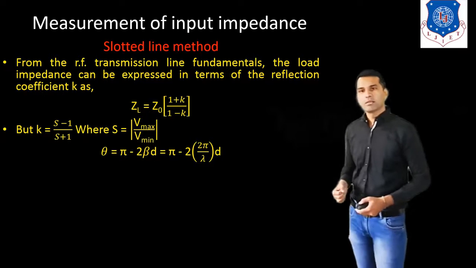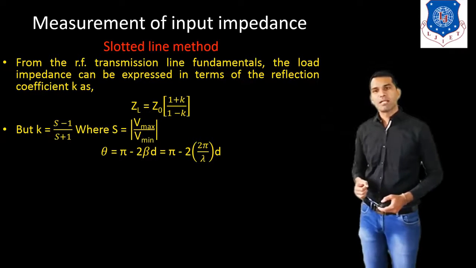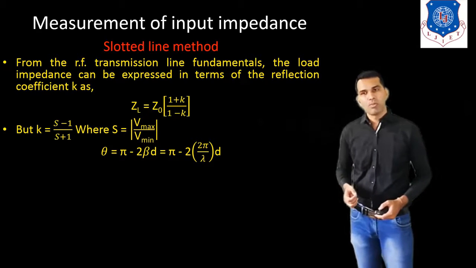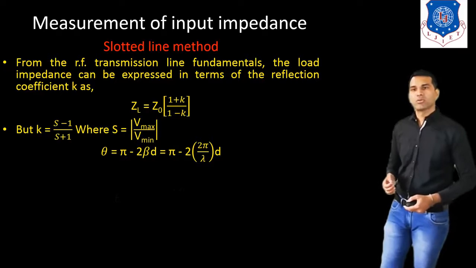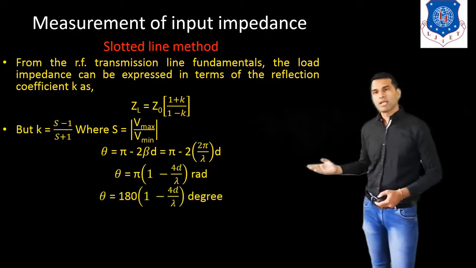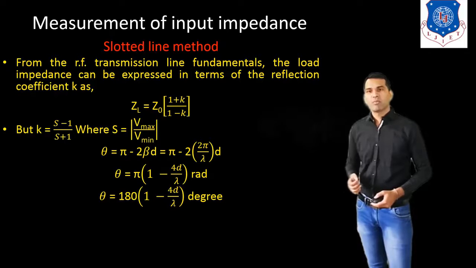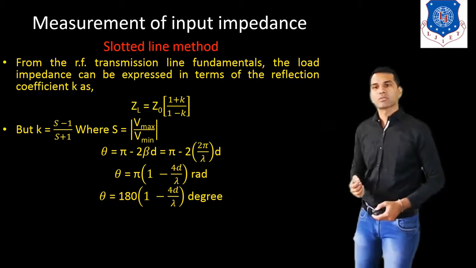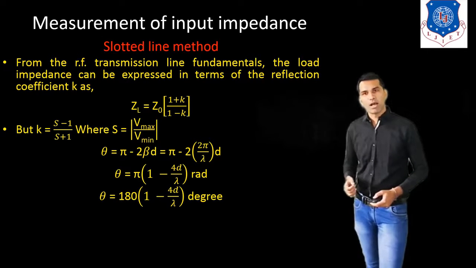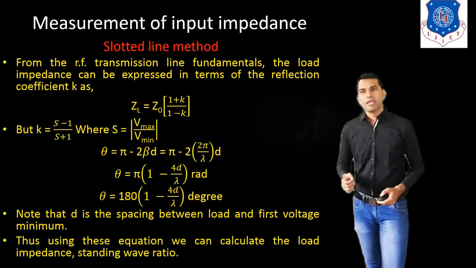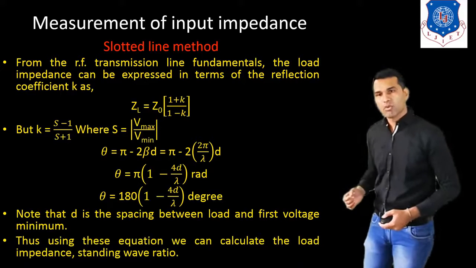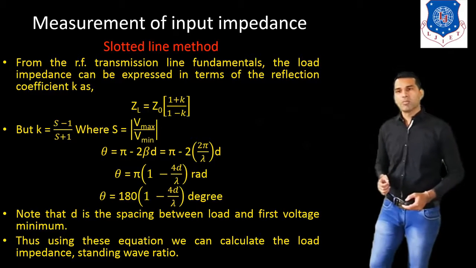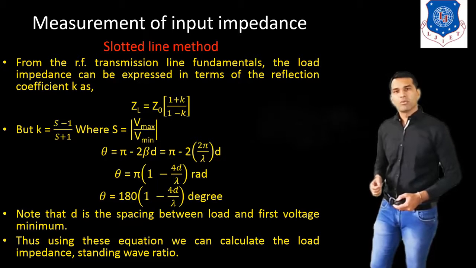And so we can write theta equals pi minus 2 beta d. Instead of beta, we know that beta equals 2 pi by lambda, so pi minus 2 pi by lambda times d. So we can write theta equals pi (1 minus 4d by lambda) in radians, or in degrees we can write theta equals 180 (1 minus 4d by lambda). Note that d is the spacing between the load and the first voltage minimum. Thus, using this equation, we can calculate the load impedance and standing wave ratio.